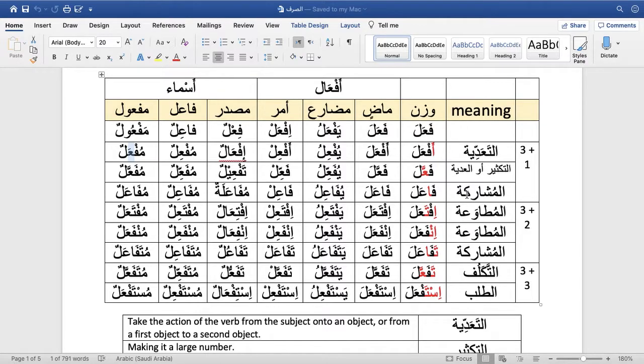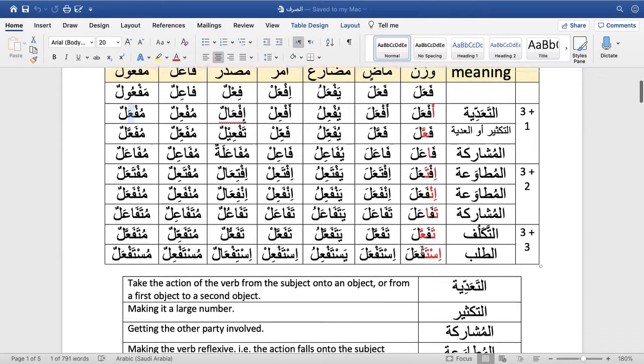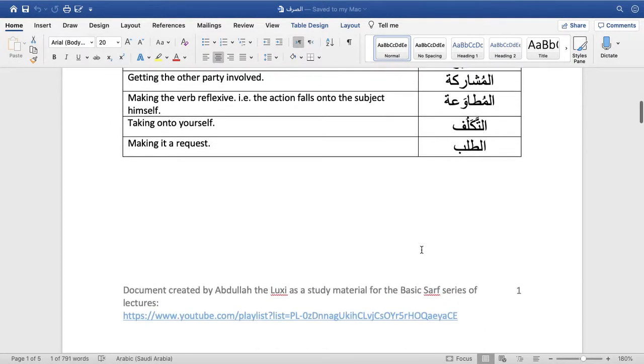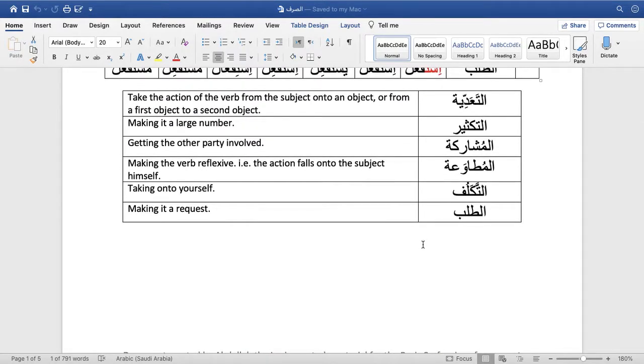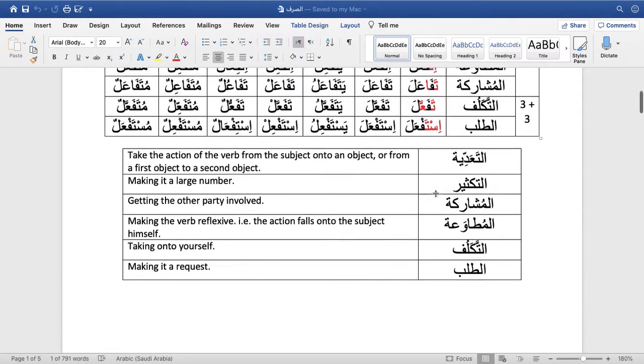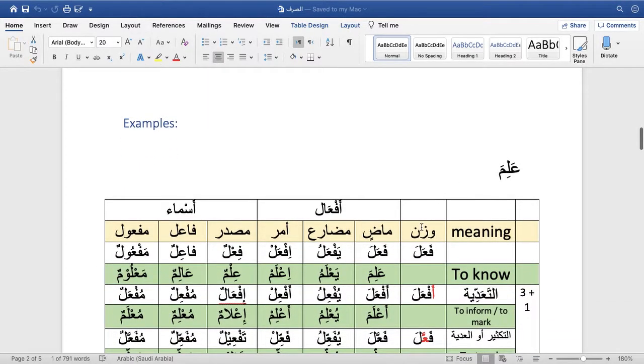So continuing, fa'ala, the next scale. For the madi fa'ala, for the mudari' yufa'ilu, amr fa'il. And the masdar taf'ilun, mufa'alatun, etc. So I think you get the idea. In coming lessons, inshallah ta'ala, we shall apply these scales with their meanings to different af'al that I have selected.